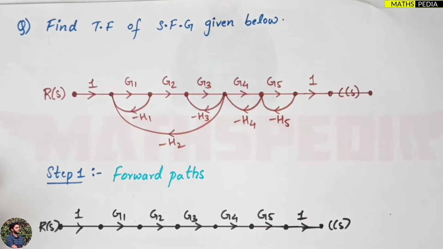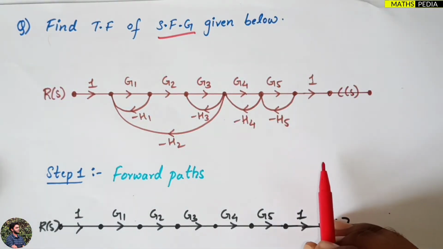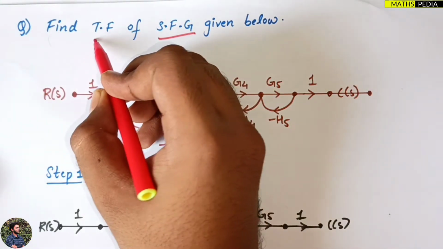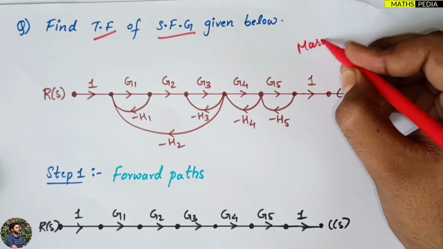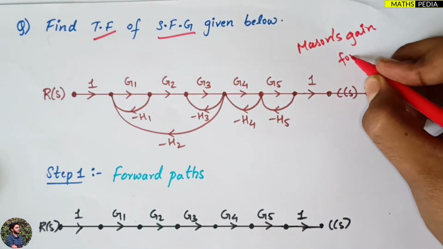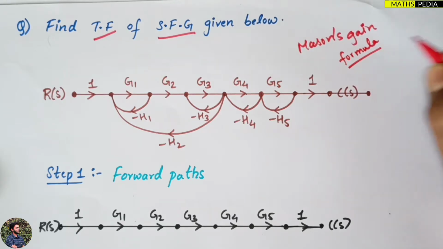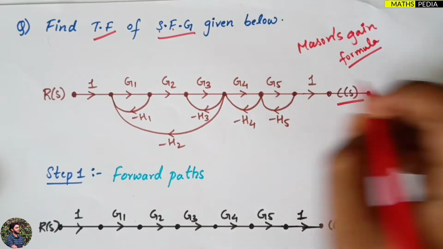Hello guys, in this video we'll be discussing one more problem based on signal flow graph. We have to find the transfer function for the signal flow graph. For that we have Mason's gain formula. Using Mason's gain formula, we'll find the transfer function of the given signal flow graph. So we have C of s and R of s.